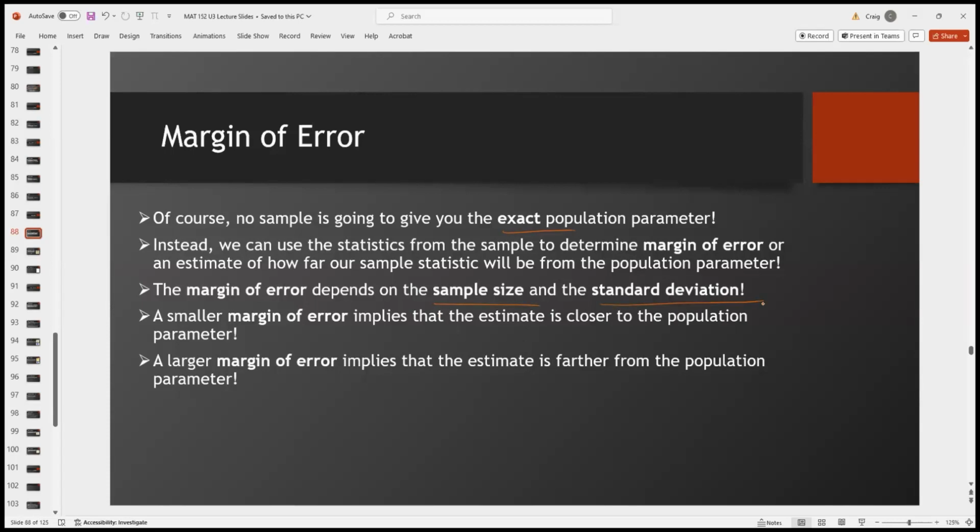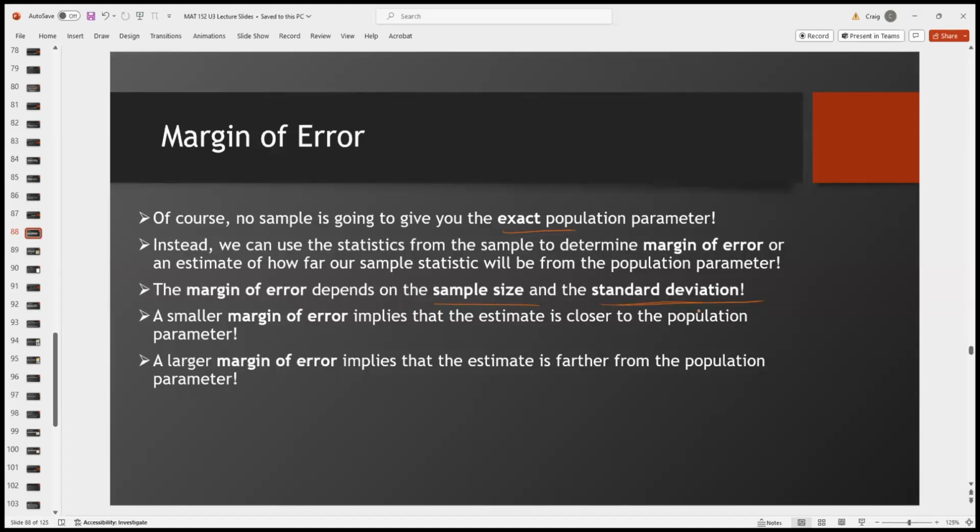The more people you sample, the closer you are to that population parameter, right? The smaller the margin of error. The margin of error goes down if you sample more people because you've sampled most of the population, or more and more of the population.